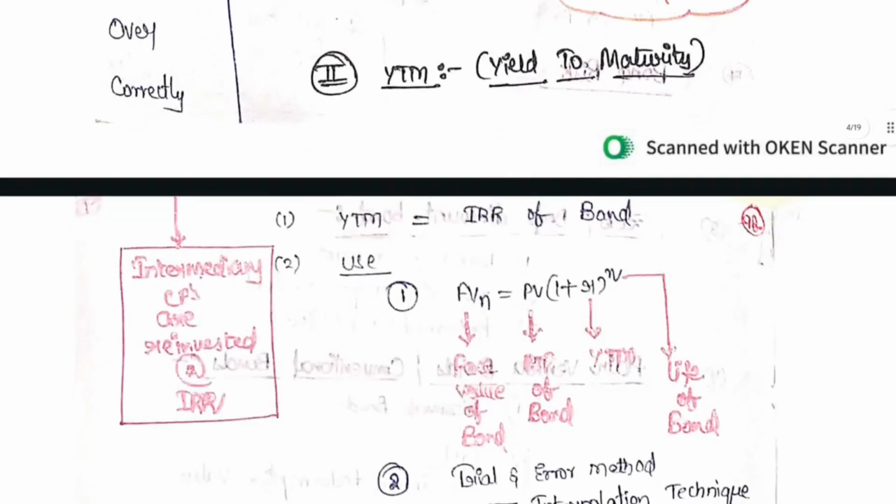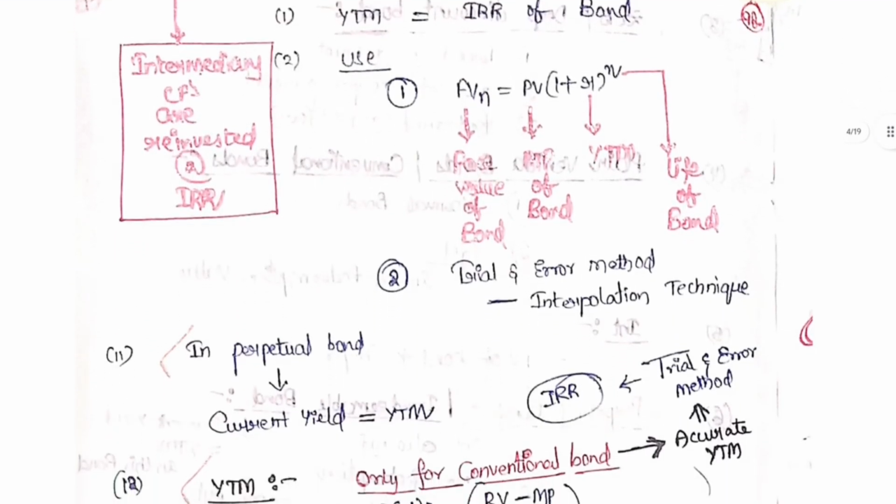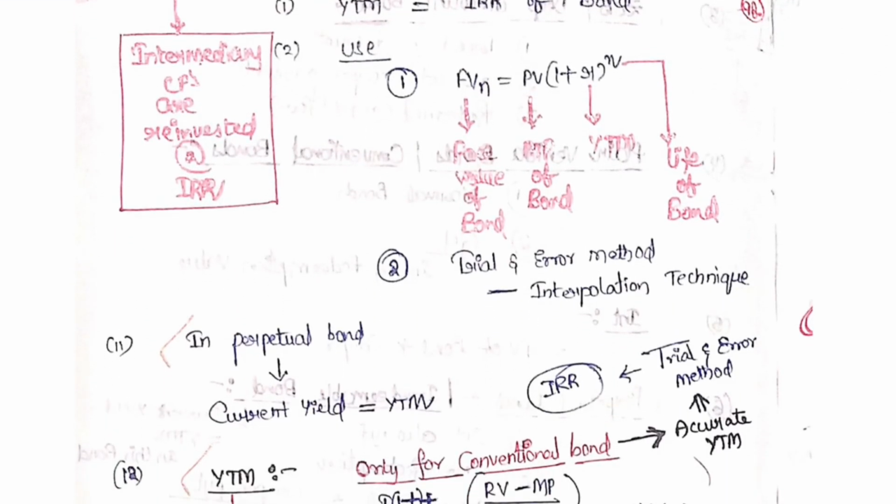YTM, yield to maturity. YTM equals the internal rate of return of the bond. How to calculate YTM? By using the following formula. Future value for n years equals present value into 1 plus R whole to the power n. Future value means the face value of the bond. Present value means market price of the bond. R means YTM. N means life of the bond.